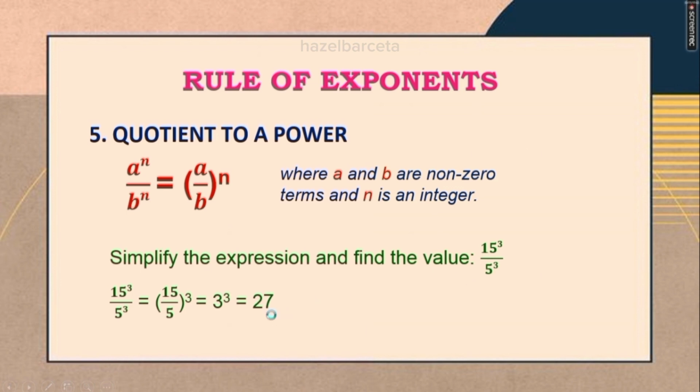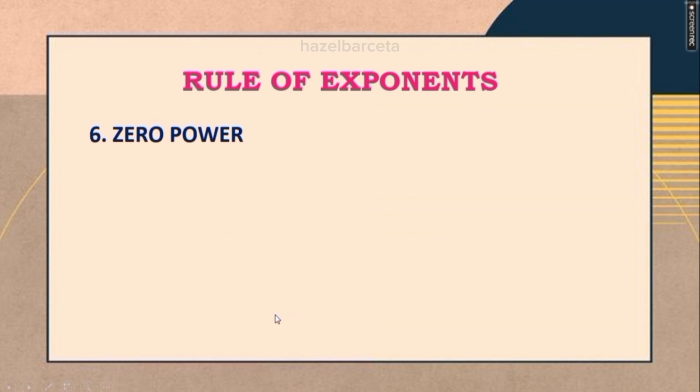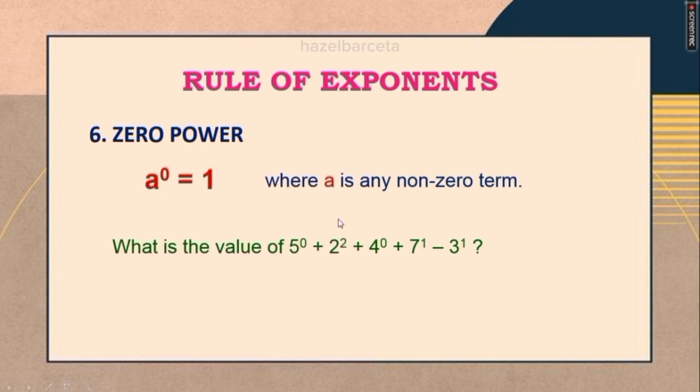Quotient. And number 6, zero power. Any number na niraise po natin sa 0 is equal to 1, where a is any non-zero term. Okay, so example, what is the value of 5 raised to 0 plus 2 raised to 2 plus 4 raised to 0 rather, plus 7 raised to 1 minus 3 raised to 1.